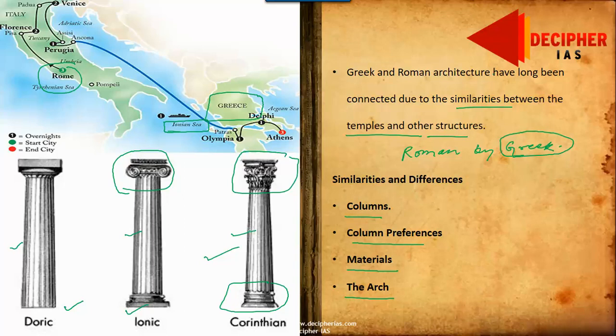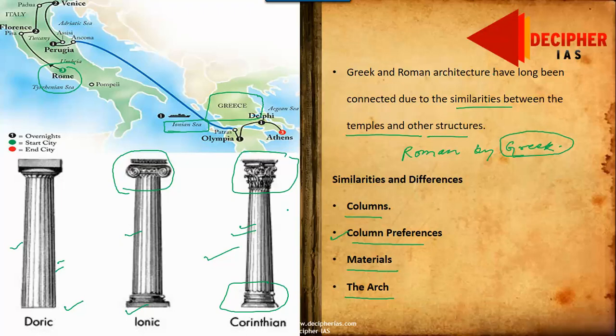Now the column preferences, as I told you earlier, were also different for both cultures. Greeks tended to favor the less ornate Doric column, this one. Whereas Romans, who were highly stylish, used the Corinthian column. The Parthenon, dedicated to goddess Athena, is an example of the Greeks' use of Doric columns, and Roman architecture preferred the Corinthian column, which can be seen in the Pantheon.